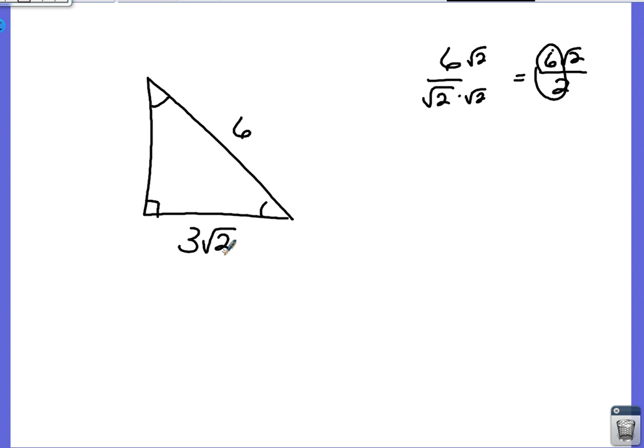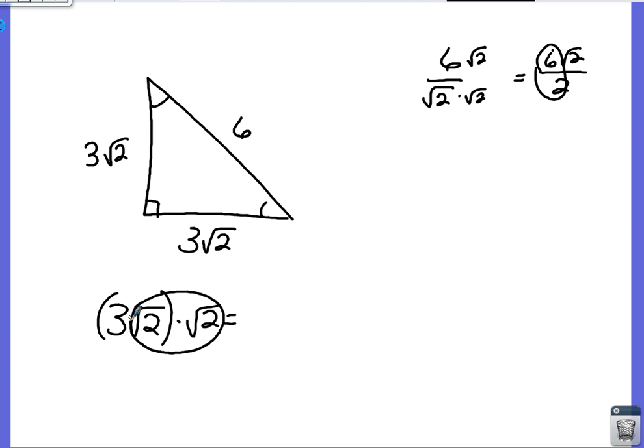If that leg's 3 root 2, then this leg is 3 root 2. Check yourself. It should be to the point to where you can take a leg, multiply it by root 2, and it should give you hypotenuse. 3 root 2 times root 2. What is root 2 times root 2? 2. 3 times 2 is 6. It checks out.